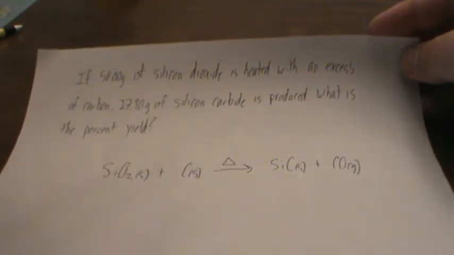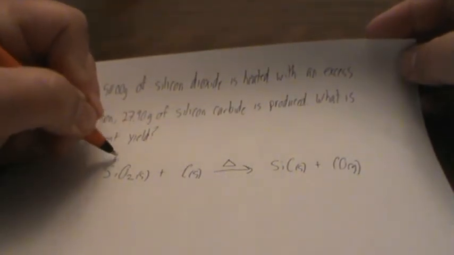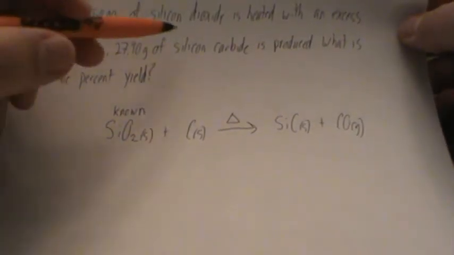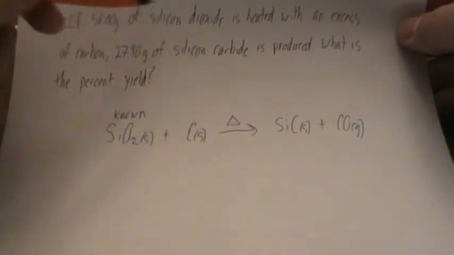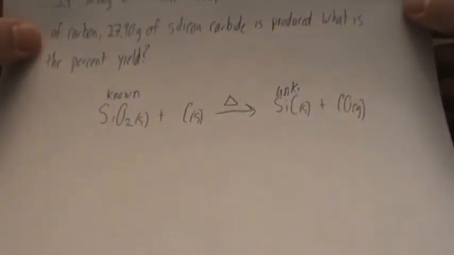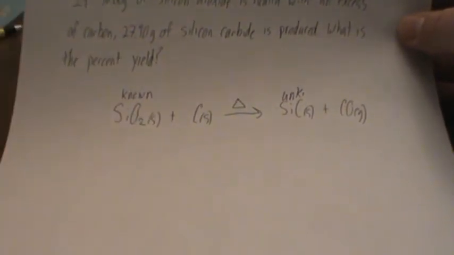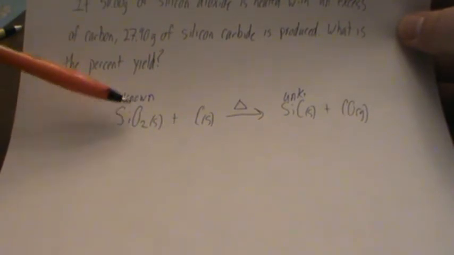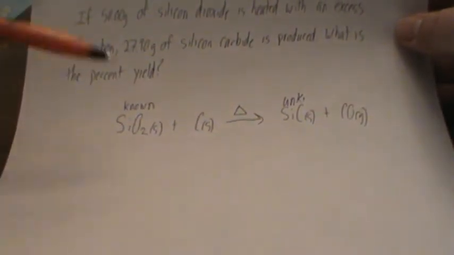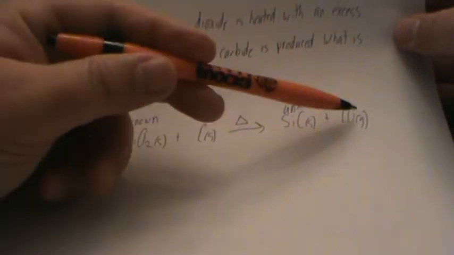So the 50 grams of silicon dioxide, that is our known for our stoichiometry problem. Silicon carbide, since it was produced, that's telling us that they were in reaction, that's what they got. So silicon carbide is our unknown. Let's figure out what our theoretical yield should be for this problem. But before we do that, let's kind of look at our reaction, see if it's balanced. One silicon, one carbon, good to go there. 2 oxygen, 1 oxygen.